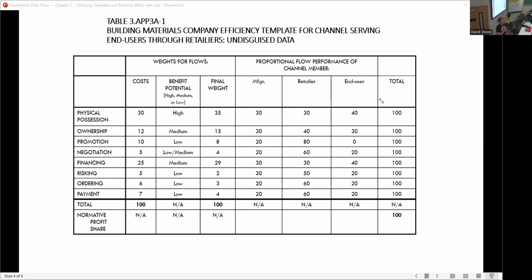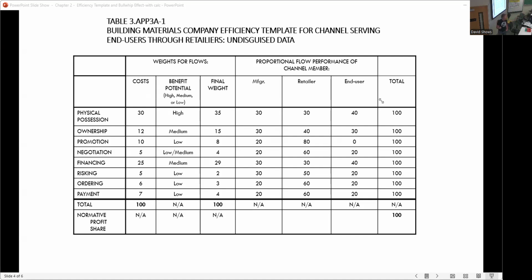Constant sum scales assign weights. Constant sum scales live in the real world because they're all important, but what constant sum scales show is their level of importance. Now, those can be what they cost, but it doesn't assign the value. And so what a good efficiency template does through research, through activity-based cost Delphi analysis, is they can say which one of these particular channel functions is more important than the other. And this is what the benefit potential means.